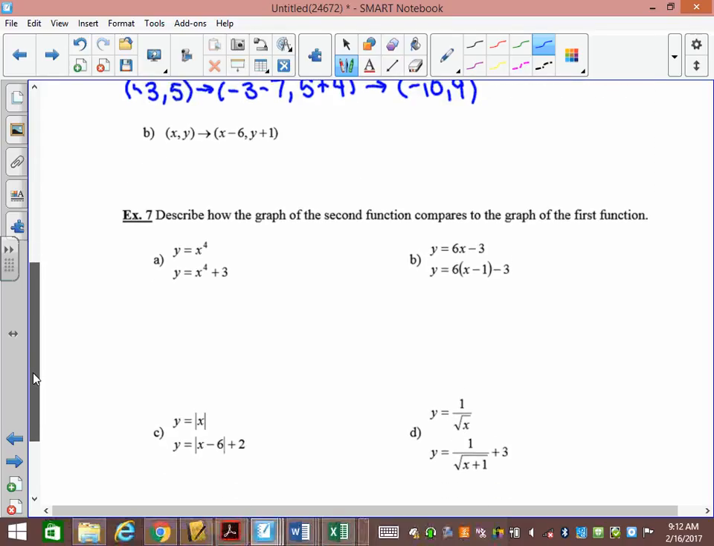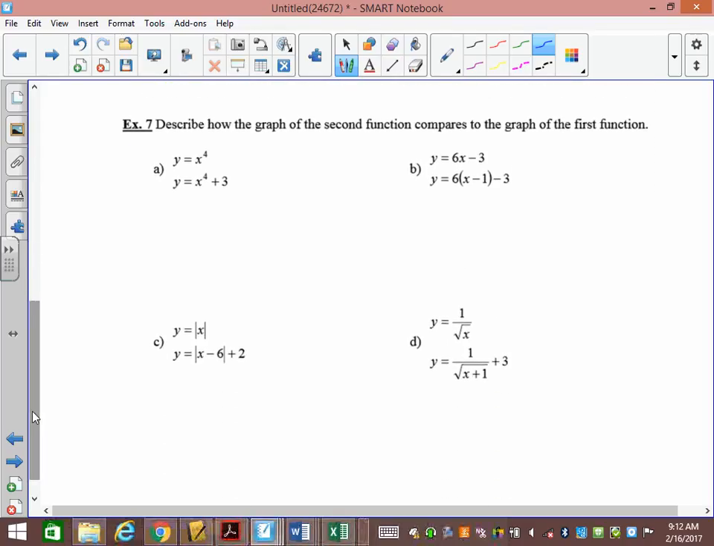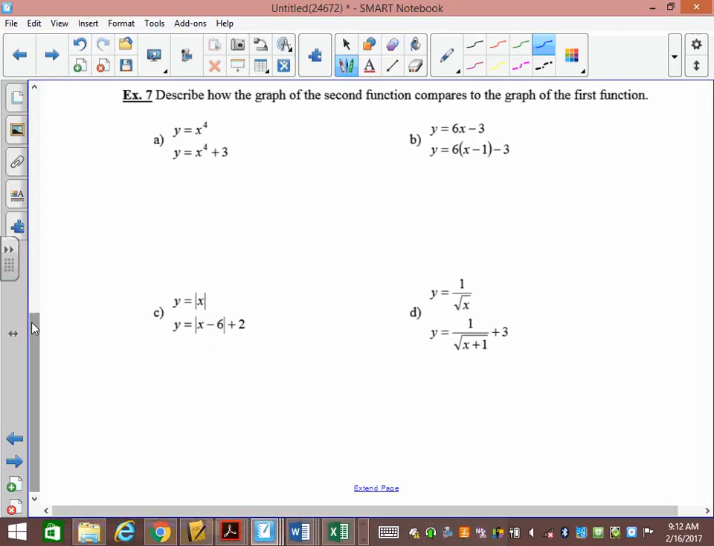Okay. We're going to describe how the graph of the second function compares to the graph of the first function. Now remember, unless a number changes from the first function to the second function, it's not a transformation or anything. So for example, if you look at B, it's 6 times x minus 1 minus 3.